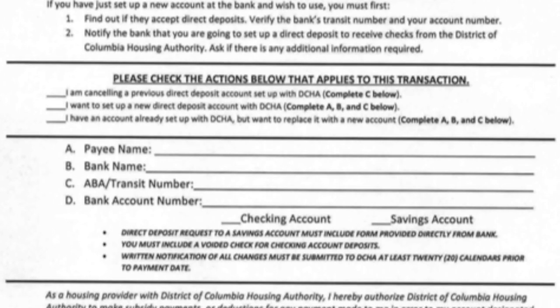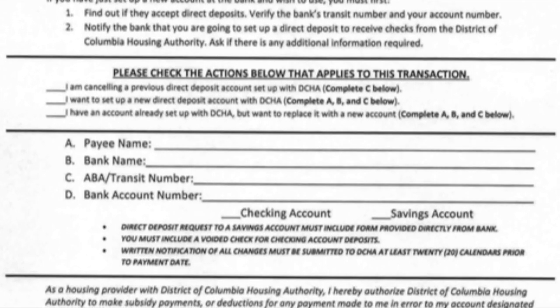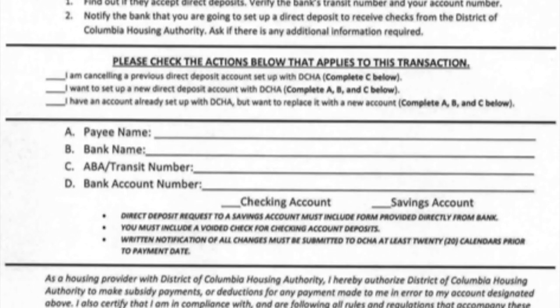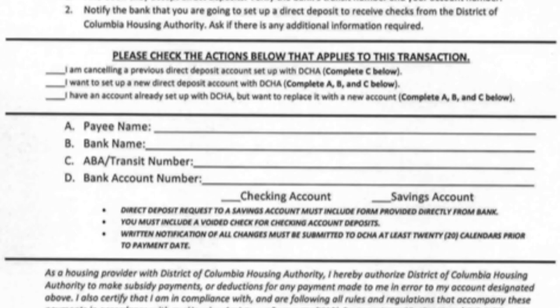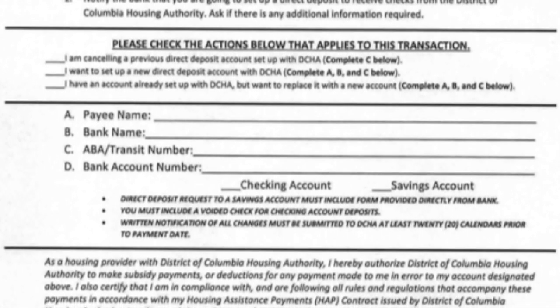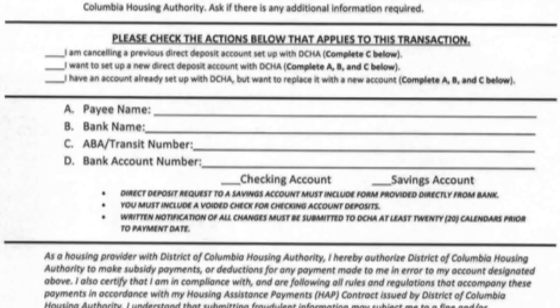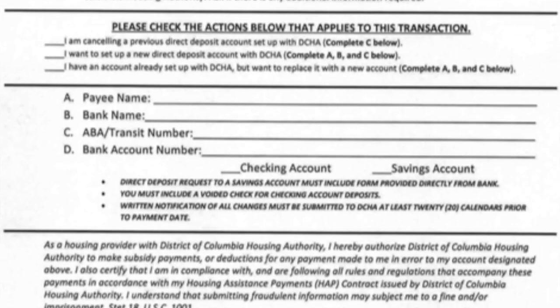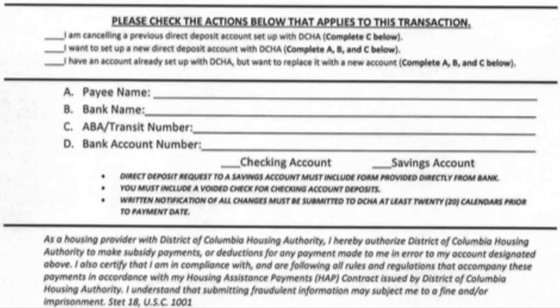Section D, bank account number. This will be your bank account number for either your checking account or your savings account. And please identify which account it is with a check mark. Direct deposit requests to a savings account must include a form provided directly from the bank. You must include a voided check for checking account deposits.